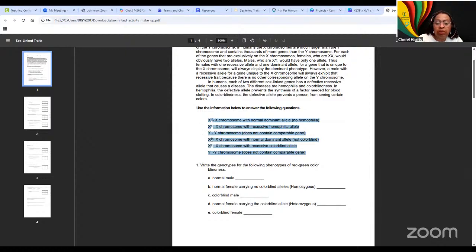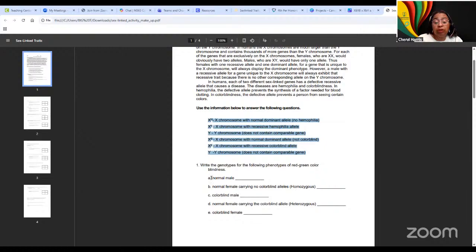This one also, now they're writing B for colorblind. So if you have normal vision, you're going to have the capital B on the chromosome. Lowercase b says you're going to be colorblind. That means you don't see certain colors. On the Y, there's no allele for color blindness, so they also will not have that.